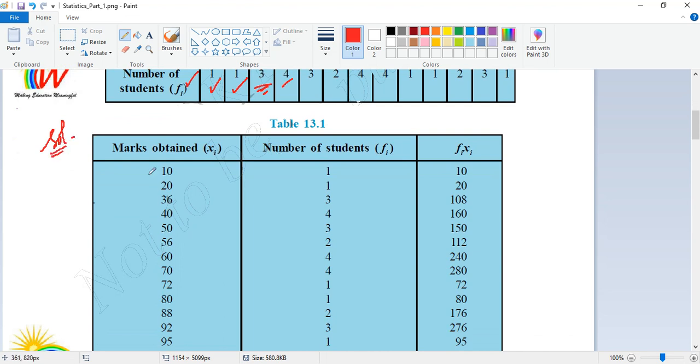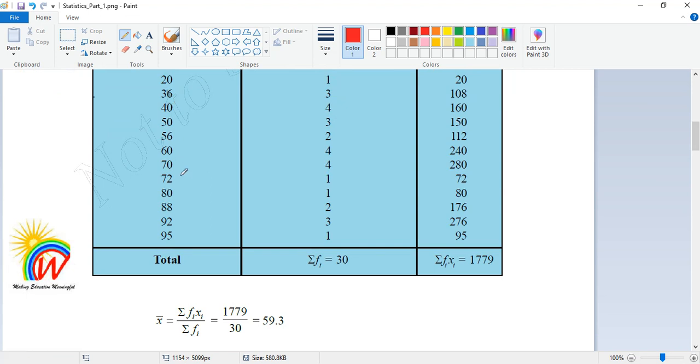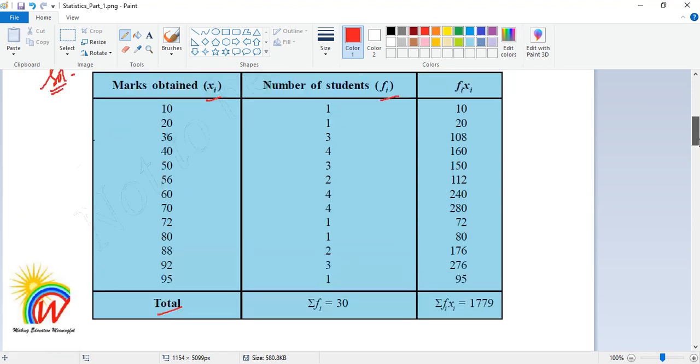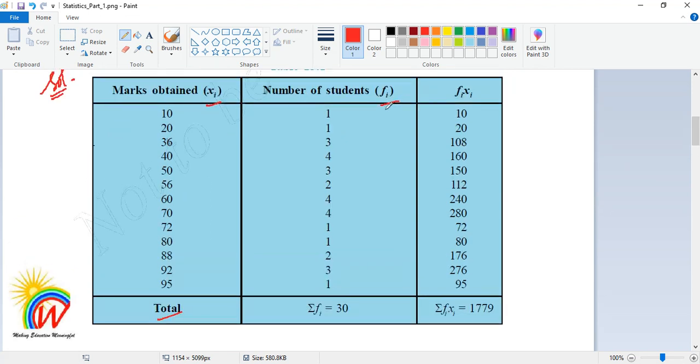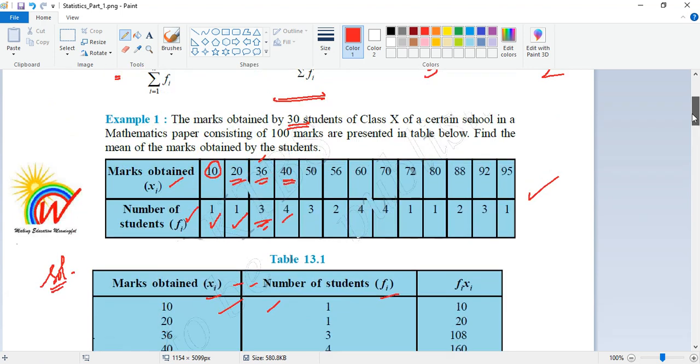Marks obtained turns out to be xi, and number of students turns out to be fi. Marks obtained is like 10, 20, 36, whatever is given over here, and the number of students is also given. So these two columns you have copied from the table, the first column and second column. Now the total number of students is 30. If you add up, you're going to get 30, and it's already given in your question that there are 30 students, so it's going to add up to 30.